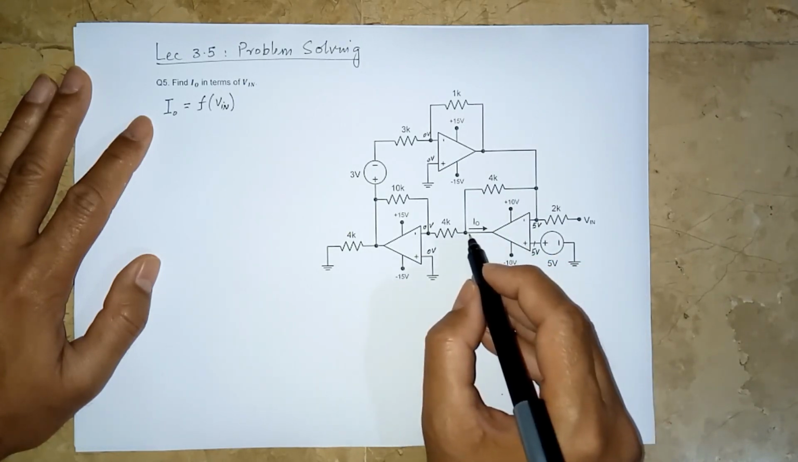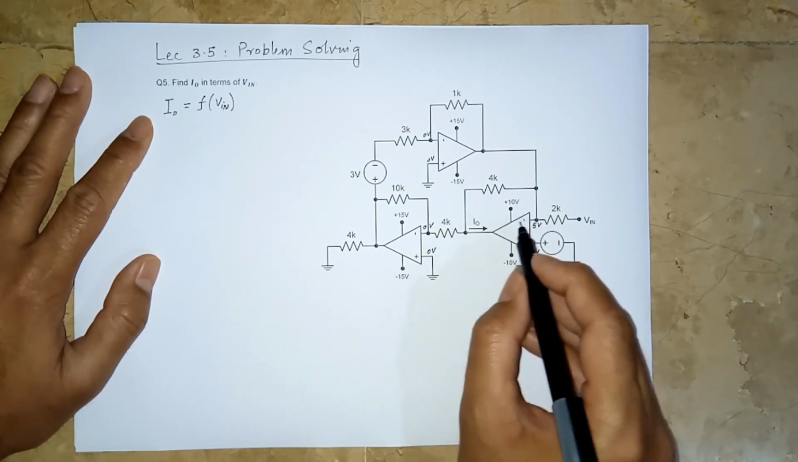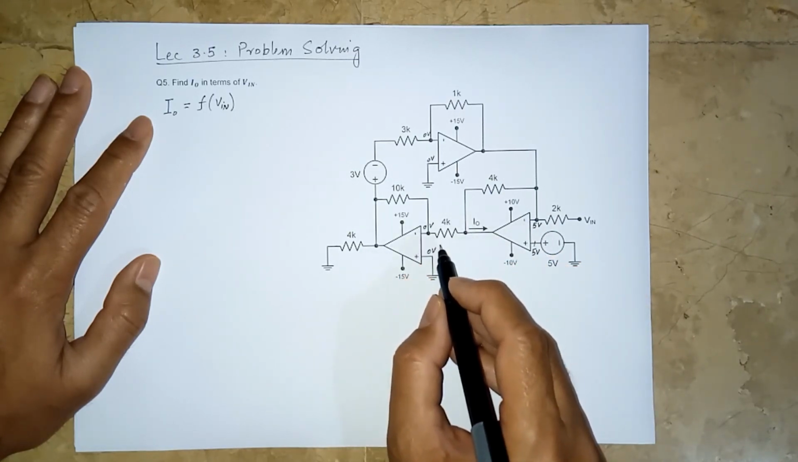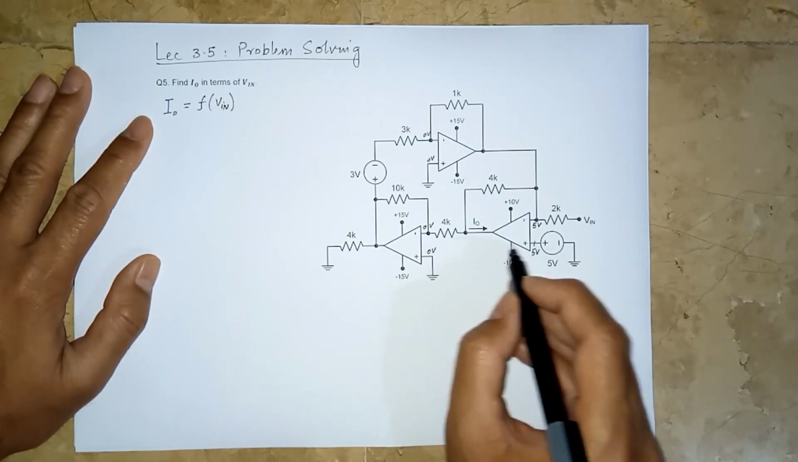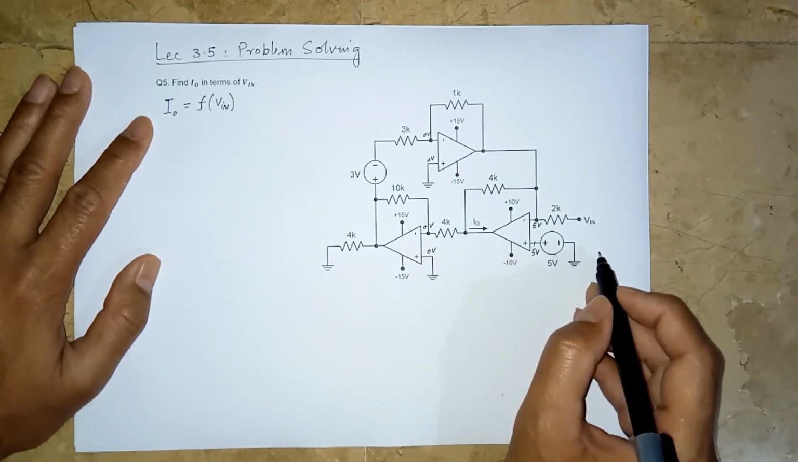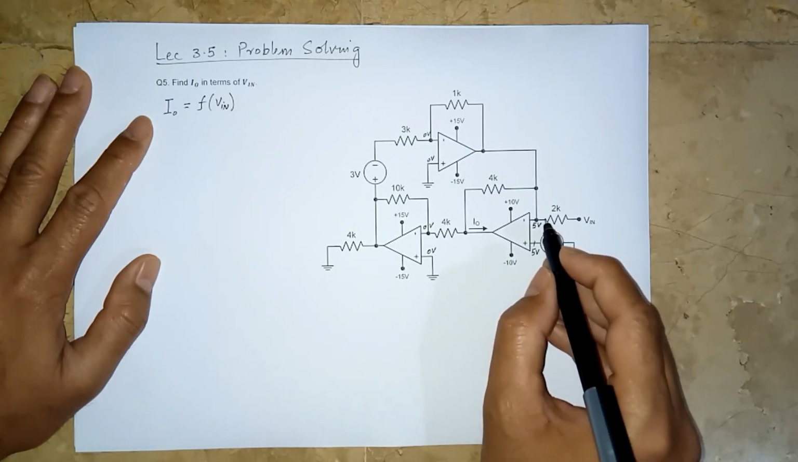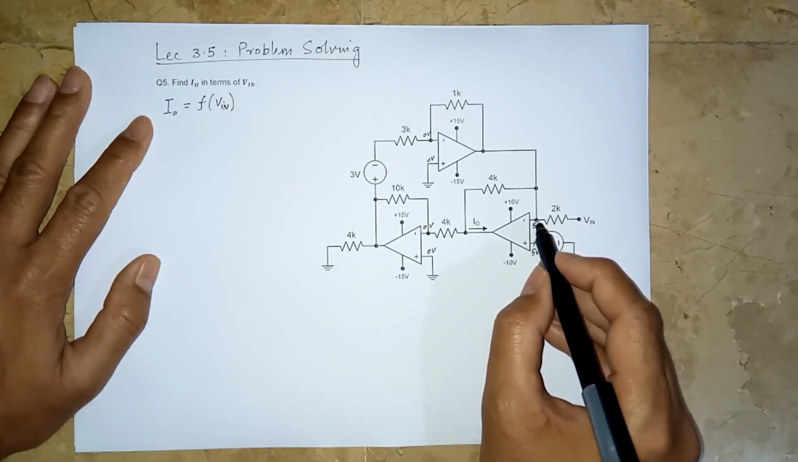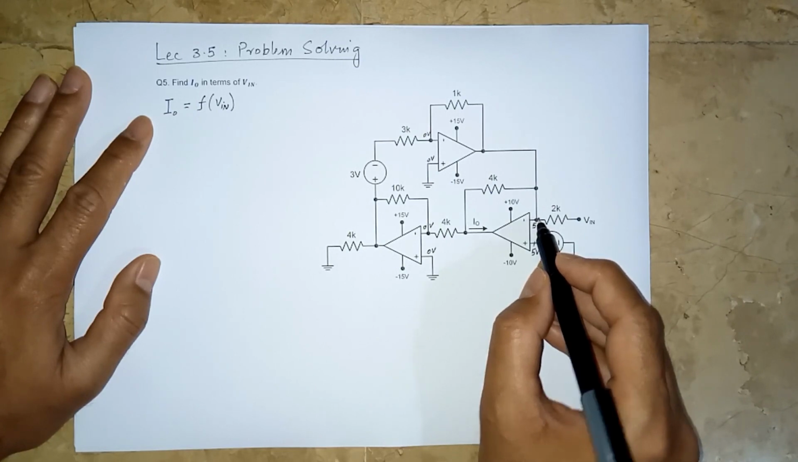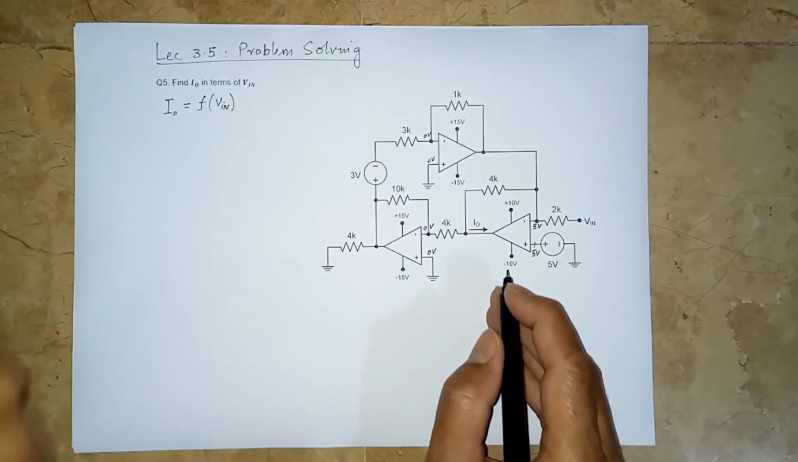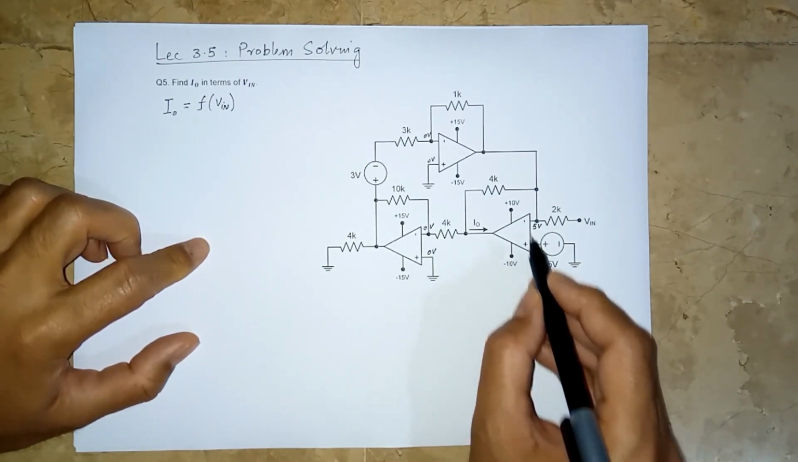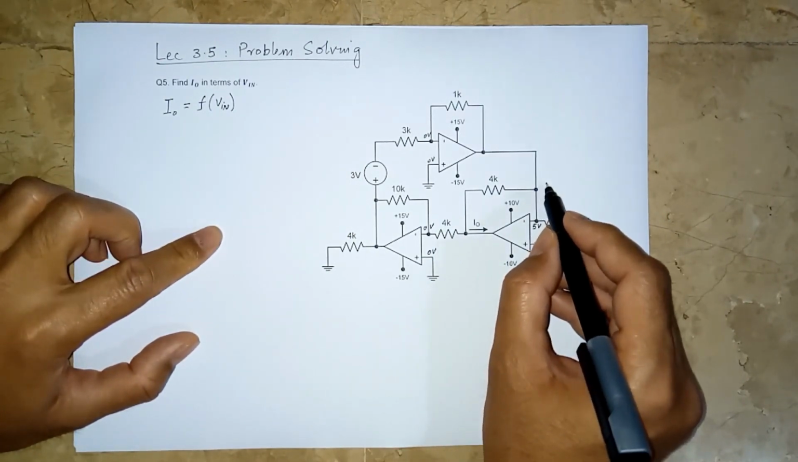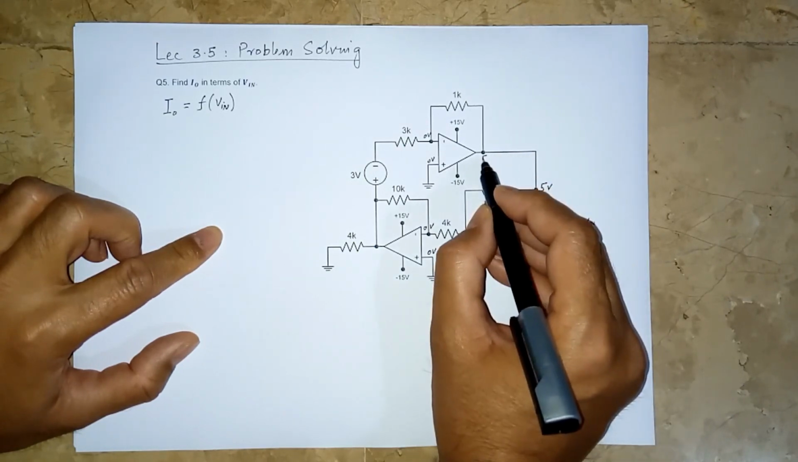Okay, and what else? We just need to scan and see whether we are missing something or not. Okay, so let us apply. Okay, so we know this is at 5 volt. This is 5 volt. So this is at 5 volt. This is at 5 volts.